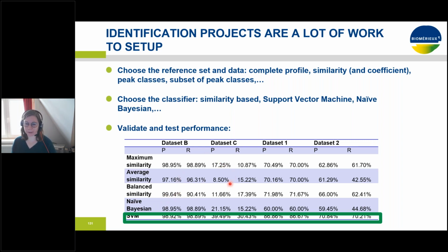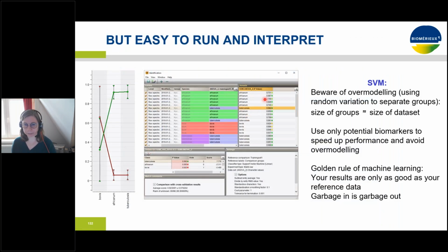And then you have the more difficult data sets where just based on the similarity, you don't really see anything. And then if you go to a support vector machine, so this last option, my bar shifted a bit, I'm sorry. So this is a support vector machine, and that does give the best results and the best precision and recall for most data sets. So you don't need to know very well what these different algorithms are. You can check their performance and see which one performs best on your data set. And I can tell you that for MALDI, based on the intensity of the peaks, a support vector machine works quite well.